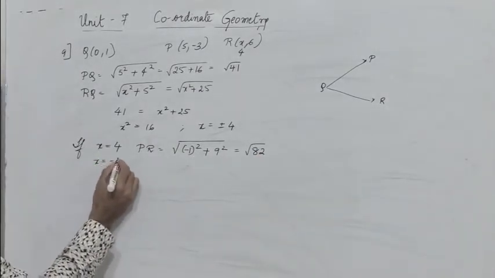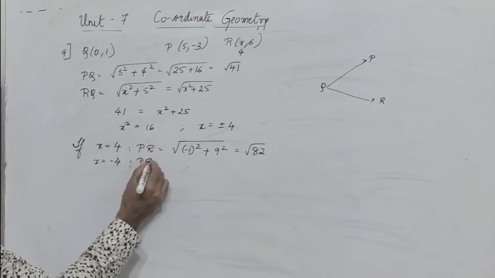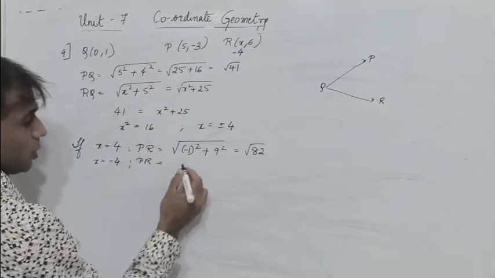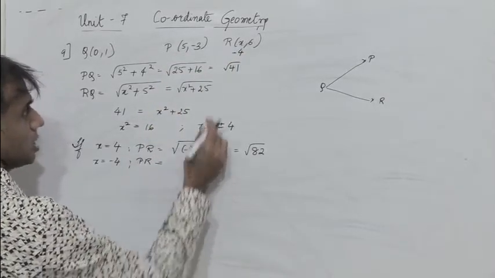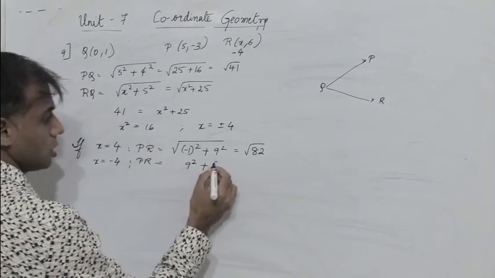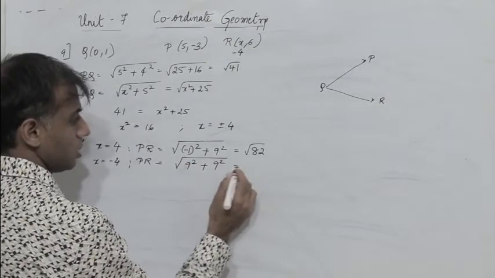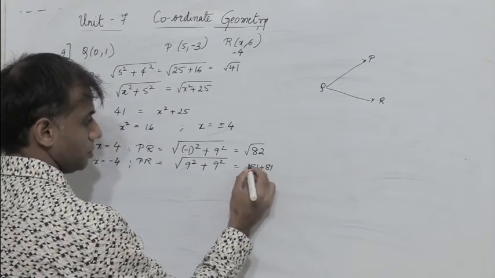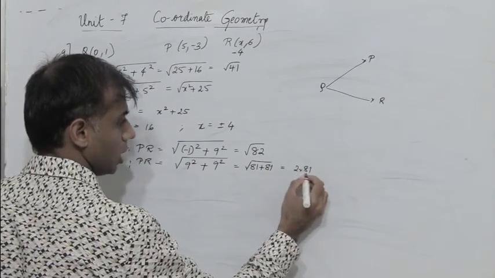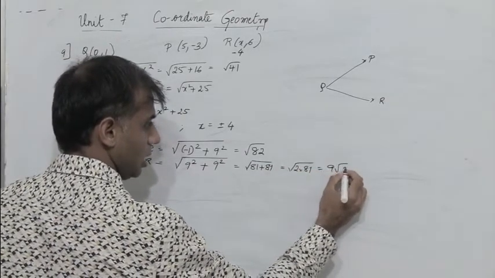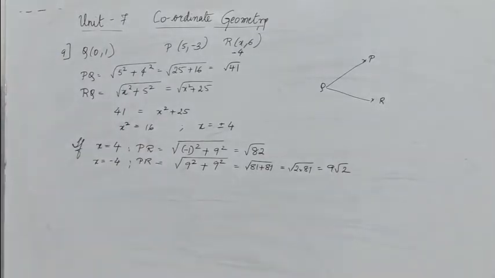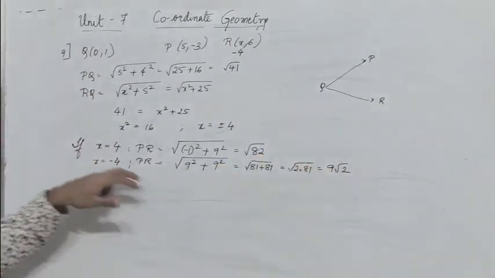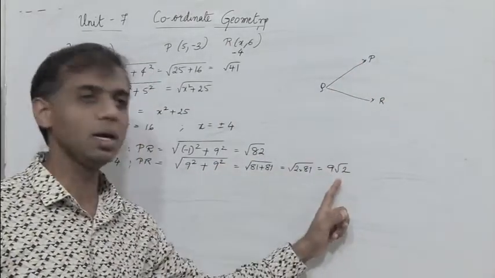Now if x is equal to minus 4, then what about PR? I have (minus 4 minus 5) the whole squared, which is 9 squared, plus (6 plus 3) the whole squared, 9 squared. So we get 81 plus 81, which is 2 into 81, which can be written as 9 root 2. So if x is 4, then this distance PR is root 82. If x is minus 4, then this distance is going to be 9 root 2.